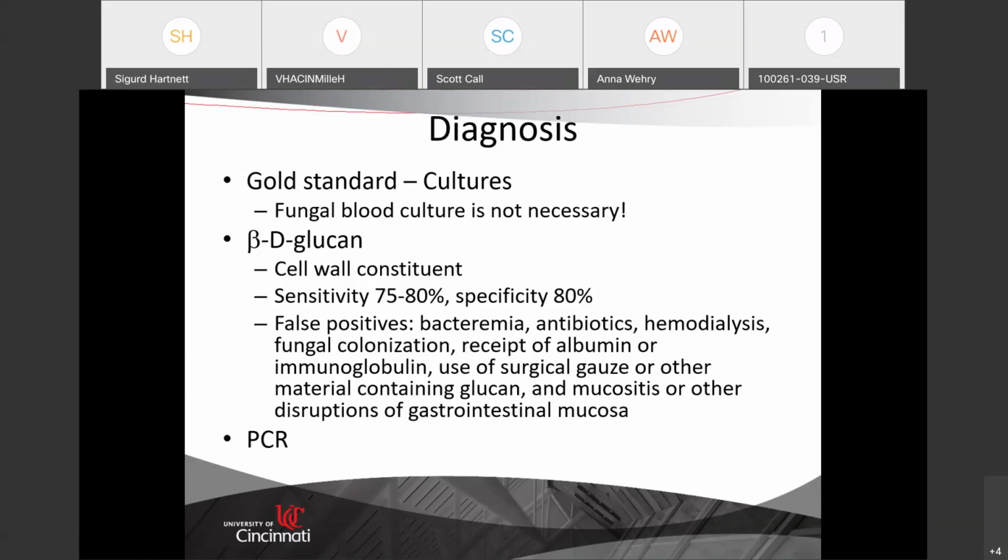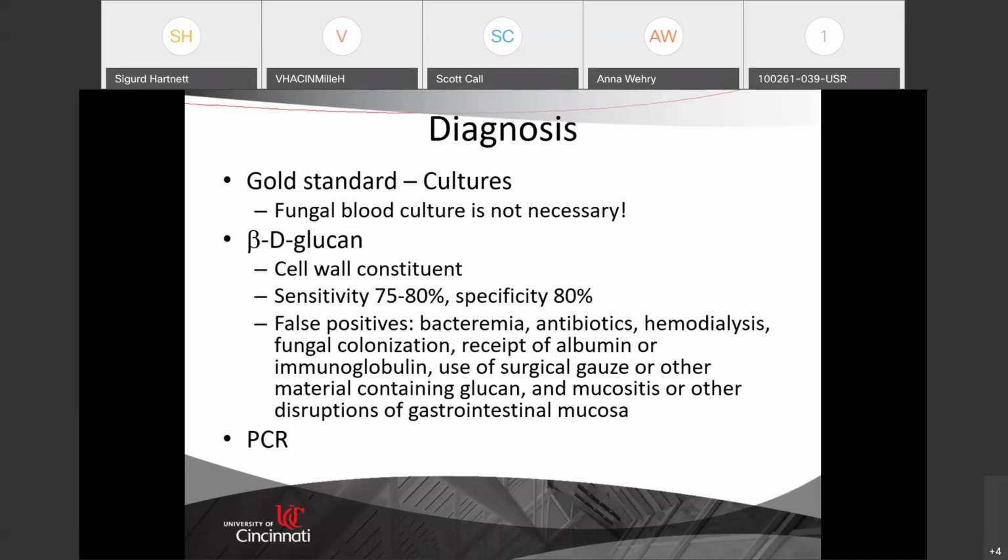In this institution, we use a lot of beta-D-glucan, which is a cell wall component of Candida and other fungi. The problem is beta-D-glucan is not very sensitive and it's not very specific. You can see here its sensitivity has been anywhere from 75 to 80%, and the specificity they listed is 80%. I got these from the IDSA guidelines. There are other studies that have other variability. So there's just not a good sensitive and specific test, and it has a lot of false positives.